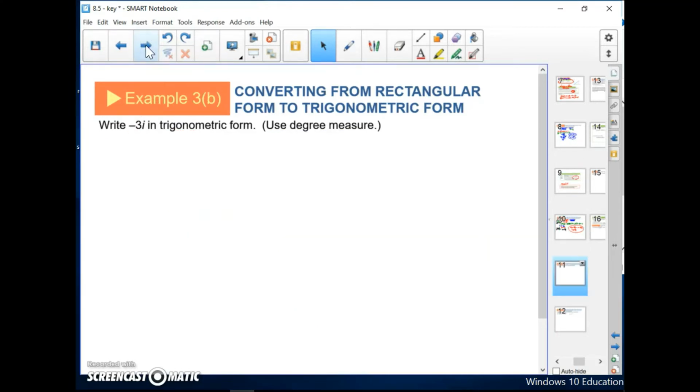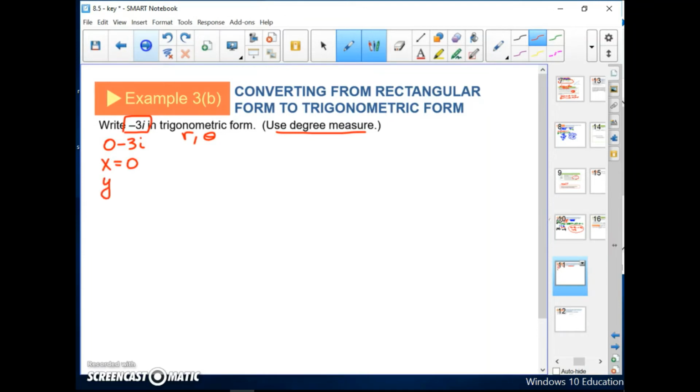So let's go ahead and do example 3b. It's basically the same thing, only they want us in degree measure. Use degrees. They want trig form, which means they want r and theta. Notice they only give me this negative 3i. Well, we would want to think about that as 0 minus 3i, because you're going to have an x and a y. You have to think about the x and the y coordinate, and you should be able to tell that x here is 0 and y is negative 3. You've got an x coordinate of 0, you've got a y coordinate of negative 3.